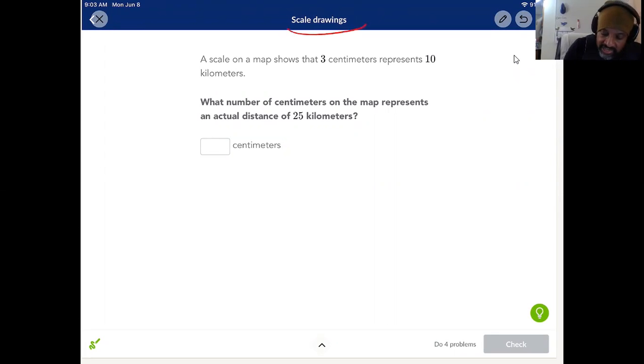Okay, so here. This is a scale drawing. It says it here. It also says it here. So now that we know that it's a scale drawing, we can assume that it's proportional. And if it's proportional, then we can solve this by setting up a proportion. It says a scale on a map shows that 3 centimeters represents 10 kilometers. What is the number of centimeters on the map if the actual distance is 25 kilometers? So let's set up a proportion.